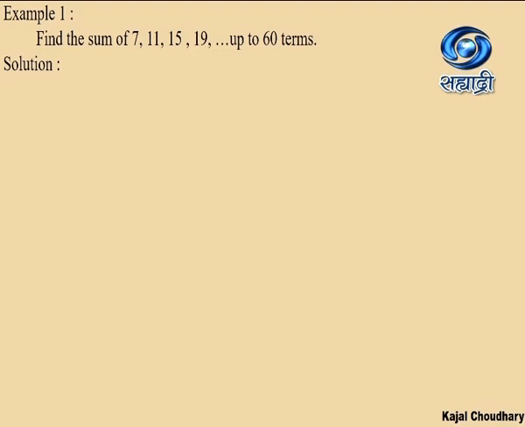Now, for example, if we look at the question: find the sum of 7, 11, 15, 19 up to 60 terms. That means we have to add 60 terms of the given AP. So 60 terms means what is going to be your n? We have to add 60 terms. Therefore, n will be 60. Now, before finding out the sum, we should memorize the formula for Sn. Sn is equal to n upon 2, 2a plus (n minus 1)d. We can use this formula directly because all the data can be seen given in the question.